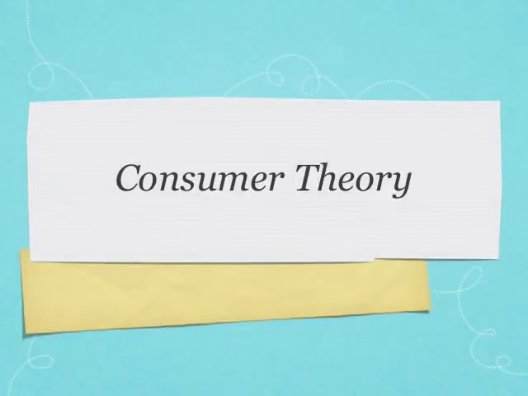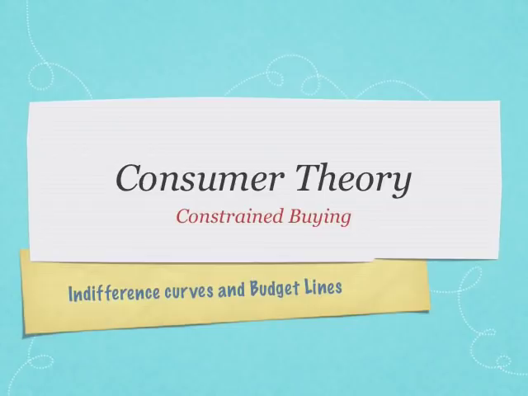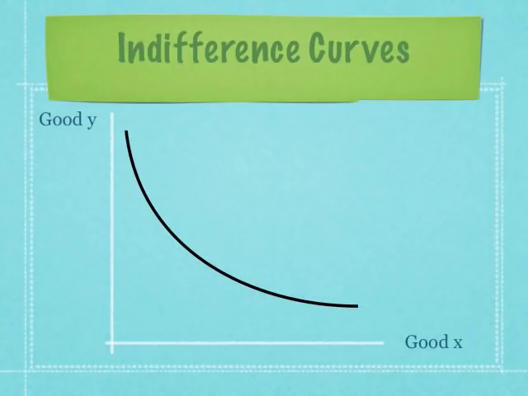In this podcast, I'm going to talk about consumer theory. Again, consumer theory is really all about constrained buying. I'm going to introduce two topics, indifference curves and budget lines. And an indifference curve looks something like this. We plot quantity of good Y on the Y-axis and quantity of good X on the X-axis.